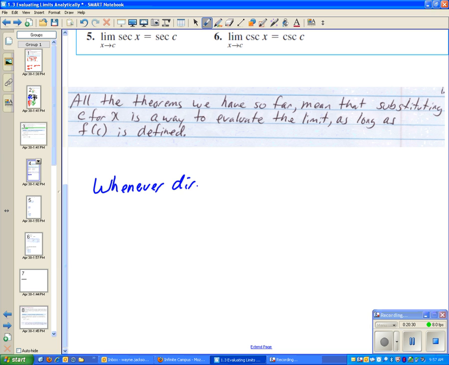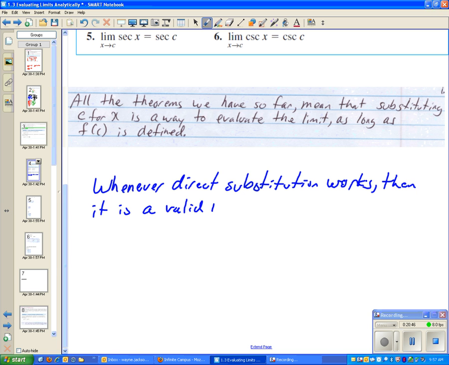Whenever direct substitution works, then it is a valid method to find the limit. Substitution. Okay? So, polynomial functions, rational functions, trig functions, radical functions, and combinations of them.